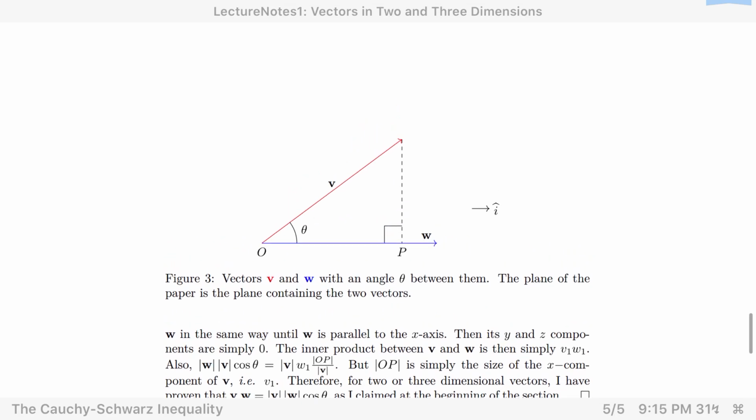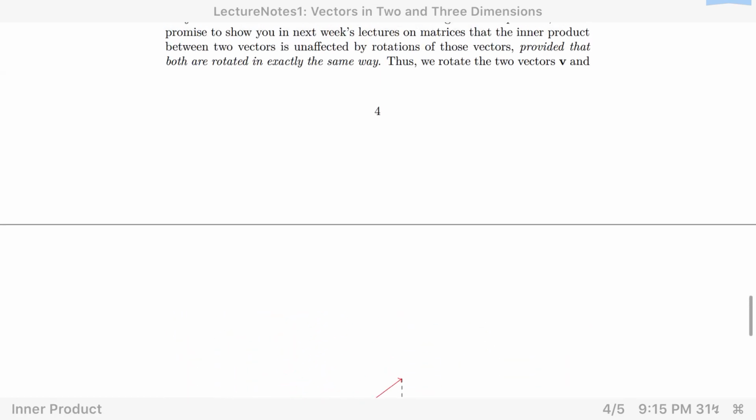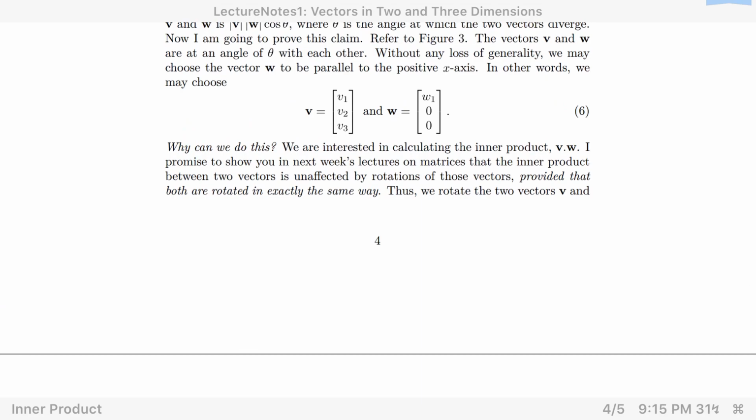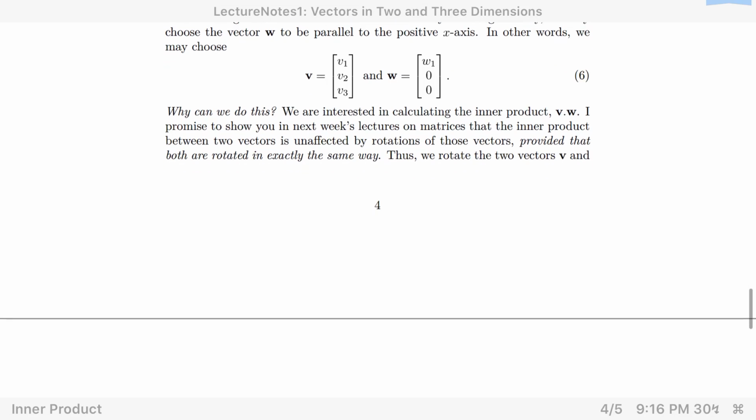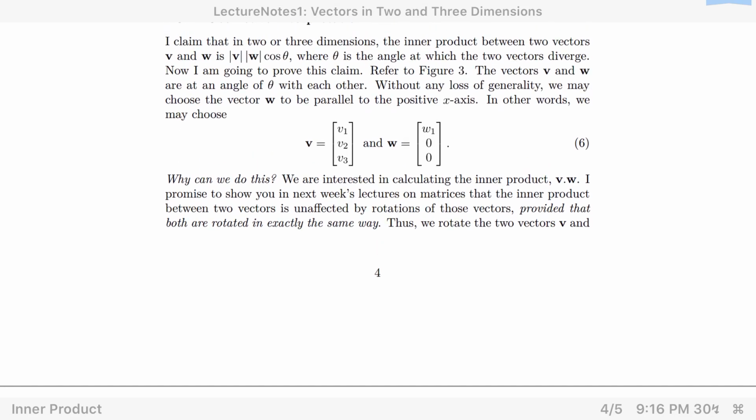Now, since the dot product remains invariant, to simplify calculations I am going to rotate w and v such that w is parallel to the x-axis. So in that event, the y and z components of w are 0 because it is parallel to the x-axis. So what happens is that the dot product of v and w is then v1 times w1, because the other two terms, v2 times 0 plus v3 times 0, are both 0. So the dot product is v1 w1.